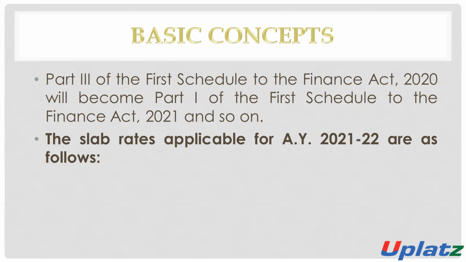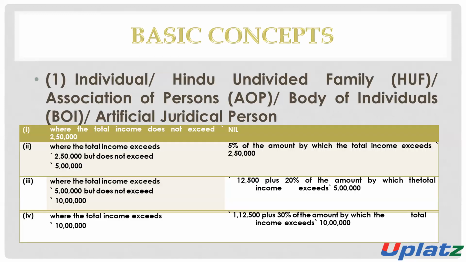The slab rates which are applicable for 21 and 22 are as follows. The income which is earned by the assessee in the previous year 2020 and 21 will be taxable in the assessment year 2021 and 22, and the following rates will be applicable. In the case of an individual, a Hindu undivided family, an association of persons, a body of individuals, and an artificial juridical person, the tax rates are as follows.